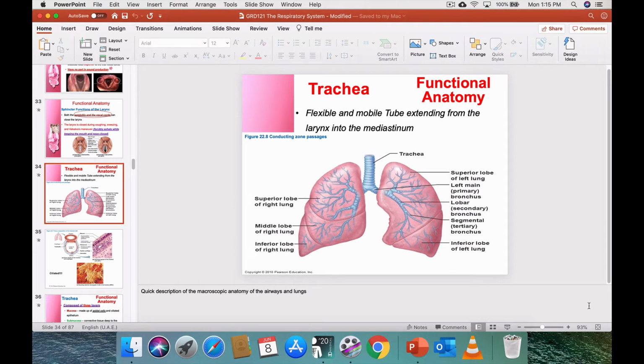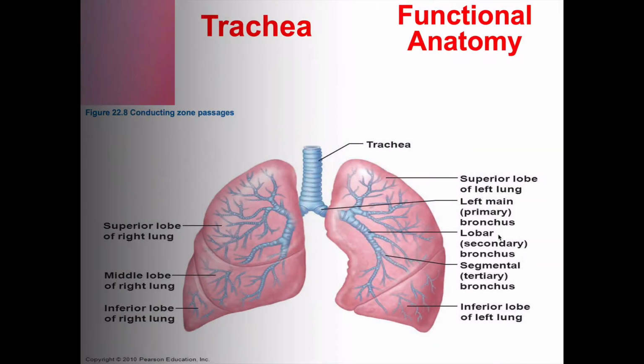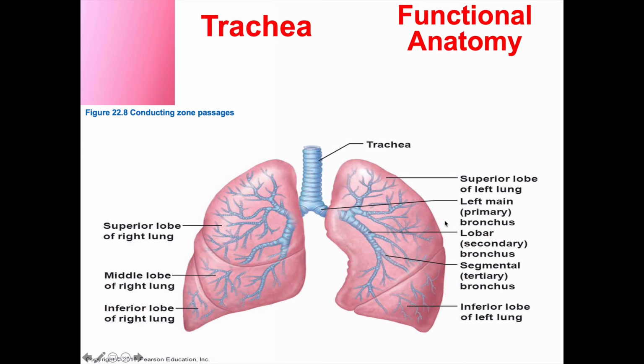Now we will see the continuation of the trachea. The trachea, we cannot say it is a rigid tube. Actually, the collapse of the trachea is prevented by this C-shaped cartilage. This trachea bifurcates at the T4 level of the vertebral body, thoracic vertebra. So this trachea comes down and bifurcates into the right and left bronchus.